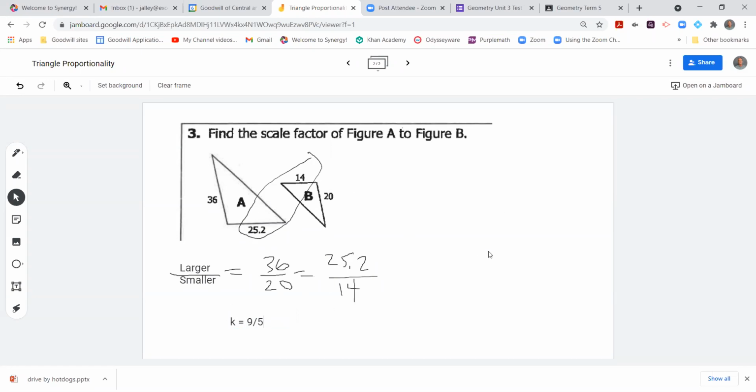Could I also do it the other way? Could I put the smaller over the larger? Well, yeah, of course. And all that is the inverse. So now you could say that the smaller triangle is 5/9 the size of the larger one. So that's how the scale factor works on this.